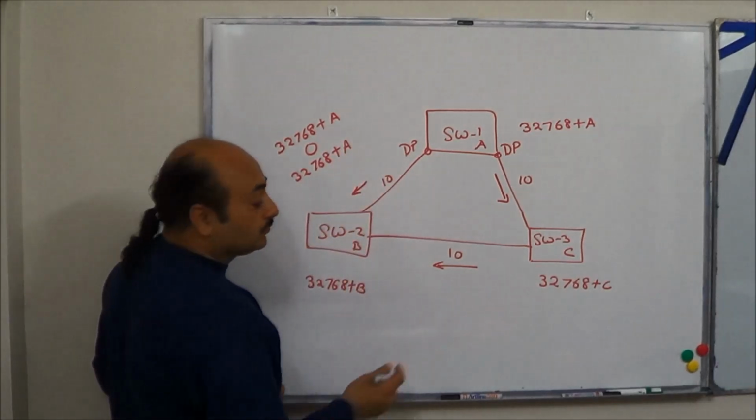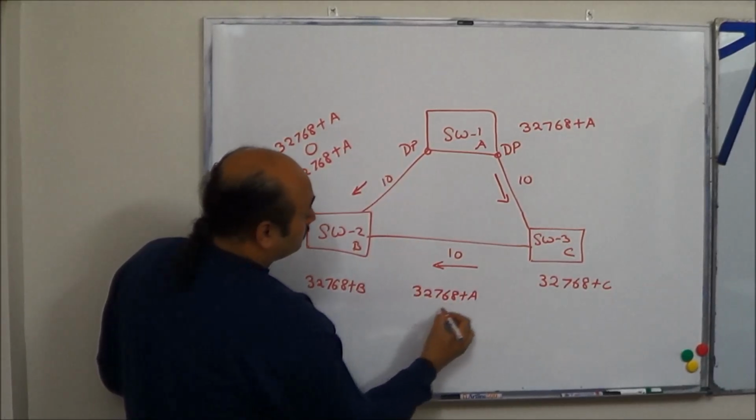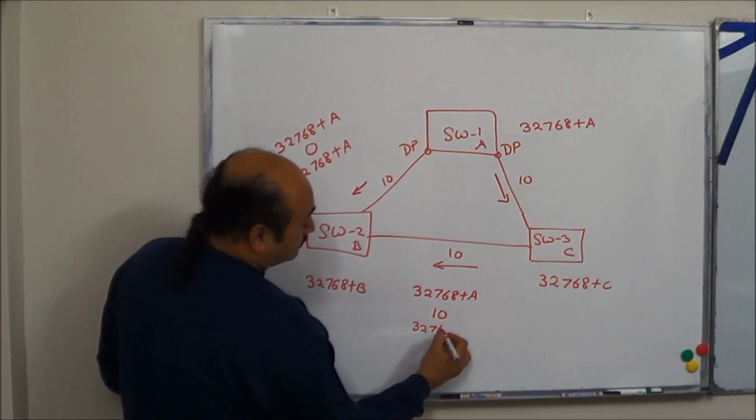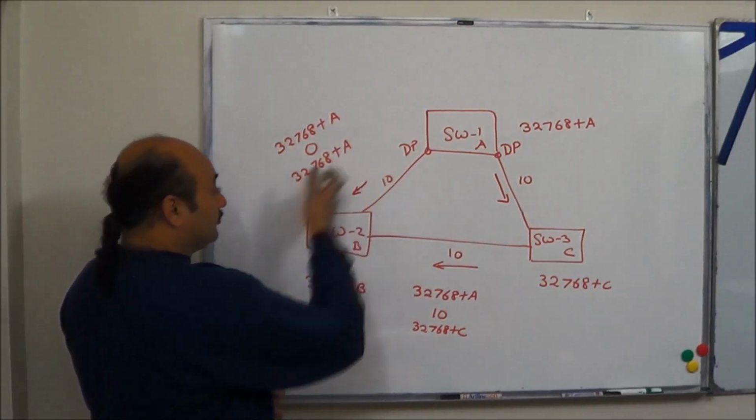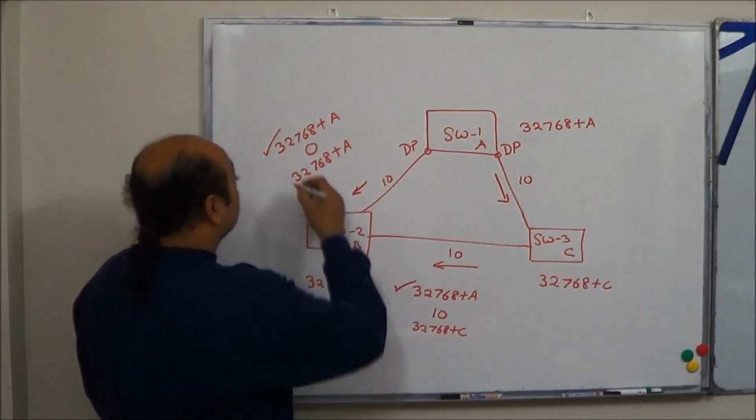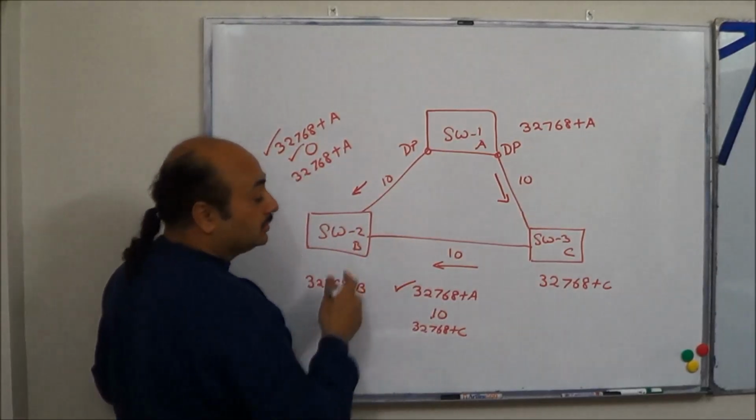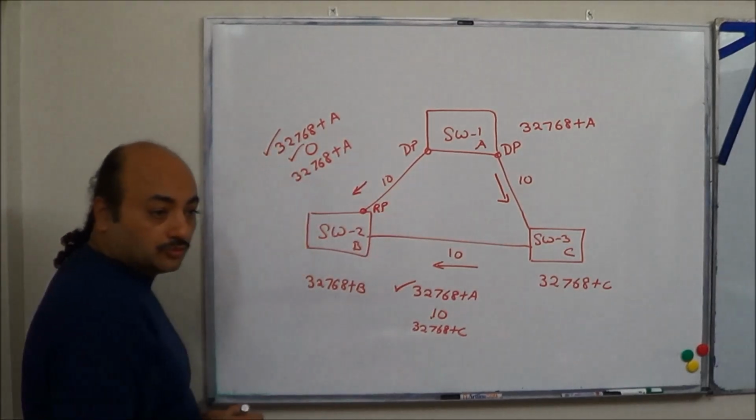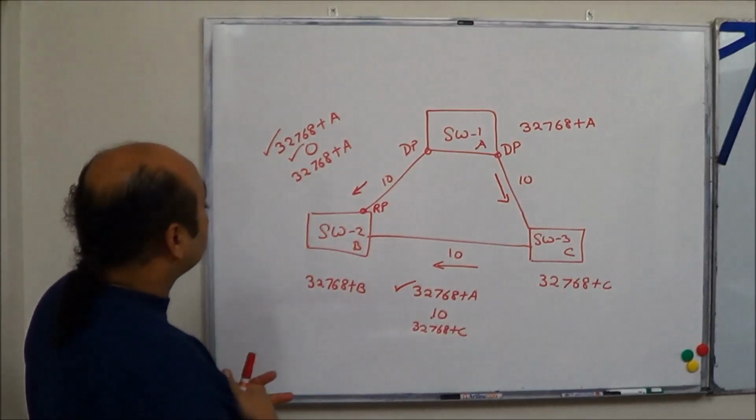This was coming from here, and this one coming from here with what? RPC 10, 32768 plus C. So this is coming from here, this is coming from there. We match this with this, both are same. We match this with this. Here's the tiebreaker. Which is better? This is better. That's how this has become the RP.